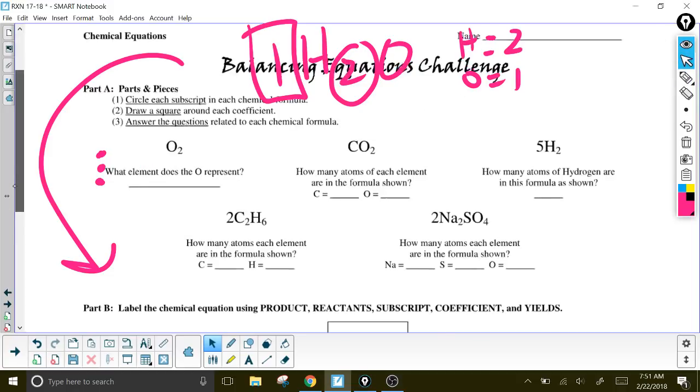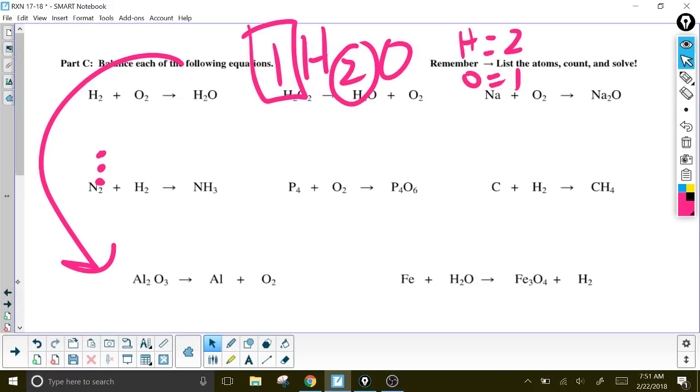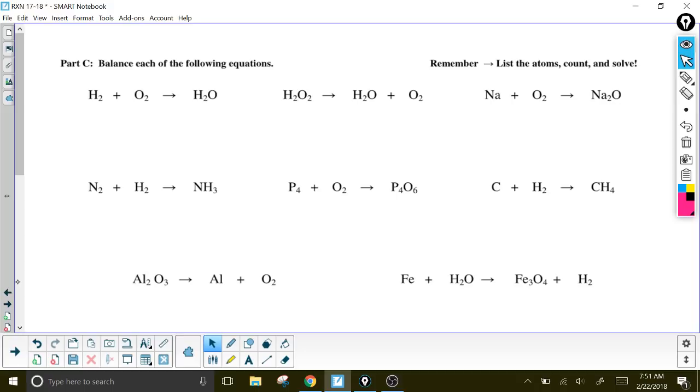On the second part, you're going to label the parts of a chemical reaction, which I just reviewed. And on this part, you're going to balance equations. I'm not going to do any more. If you need help with this, come see me and I will help you. But try to do just like we've been doing: element inventory on both sides, and then change coefficients.